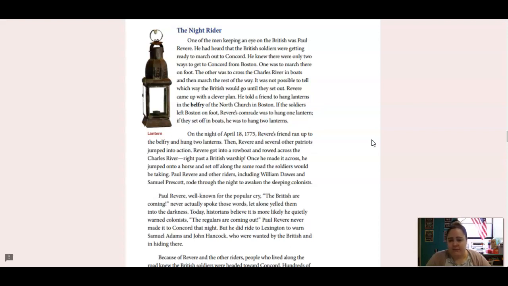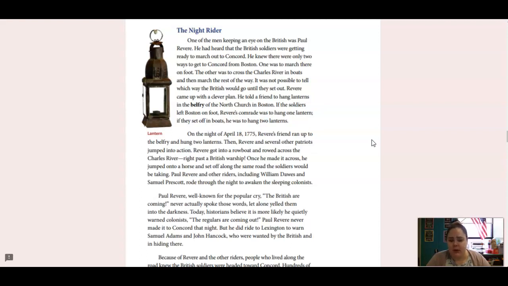Revere came up with a clever plan. He told a friend to hang lanterns in the belfry of the North Church in Boston. If the soldiers left Boston on foot, Revere's comrade was to hang one lantern. If they set off in boats, he was to hang 2 lanterns. On the night of April 18, 1775, Revere's friend ran up to the belfry and hung 2 lanterns. Then Revere and several other patriots jumped into action.